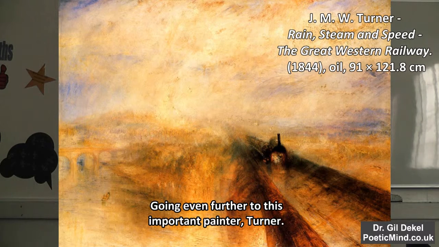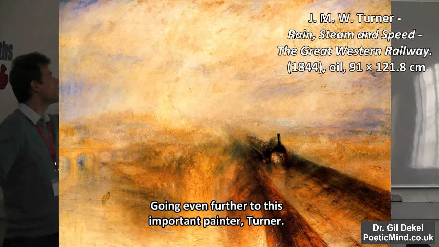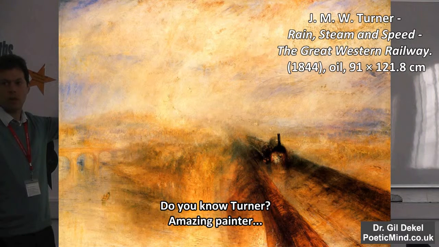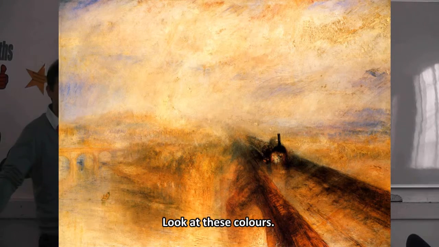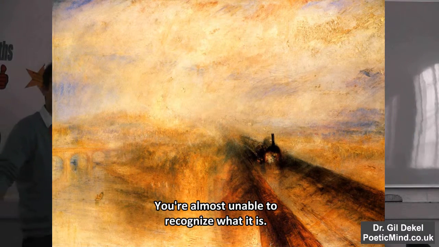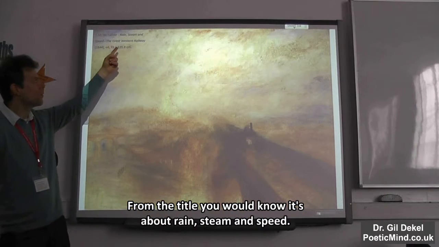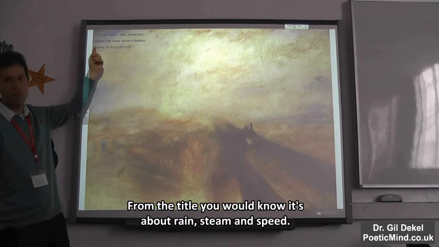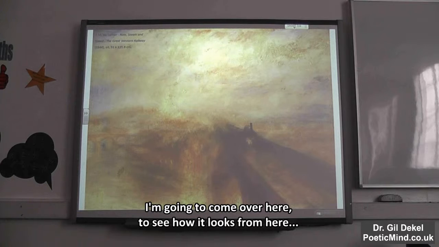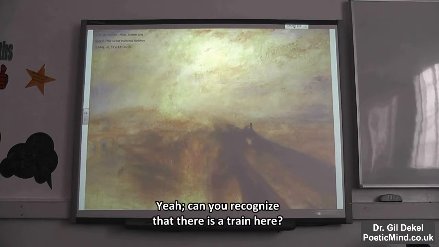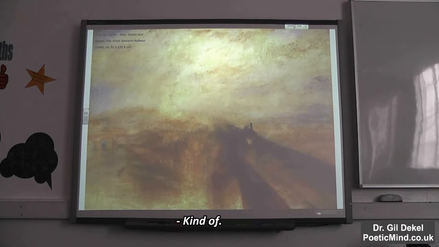Going even further to this important painter, Turner. Do you know Turner? Amazing painter. Look at this. This is far more abstract than even the previous one. Look at these colors. You're almost unable to recognize what it is. From the title you would know it's about rain, steam and speed. But from a quick look at it, when you look at it first time, and I'm going to come this way to see how it looks from here. Yeah, can you recognize that there is a train there? Kind of. Kind of, exactly.